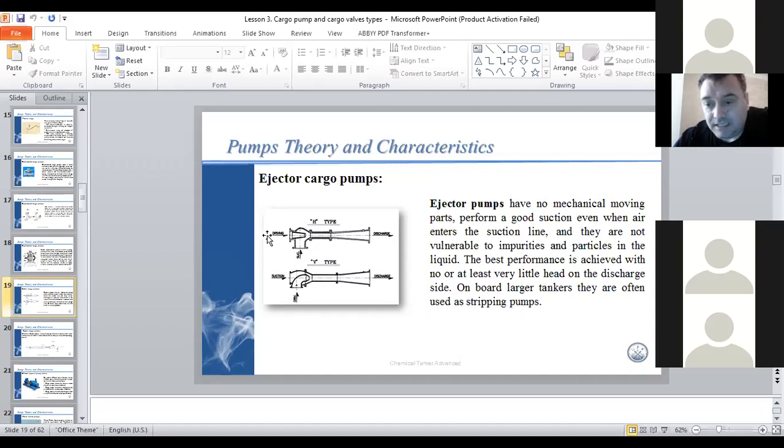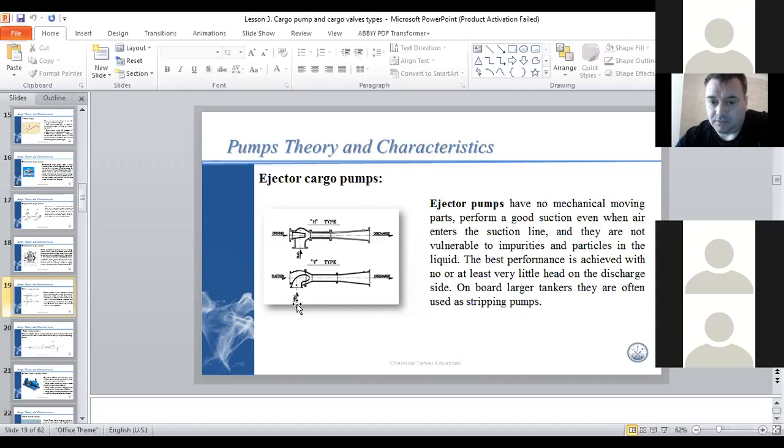Okay, you have to send the liquid, the same liquid, remember it please, the same liquid which you are taking by suction, the same liquid you have to send here. If you're stripping the ballast, it's water, so you send seawater here with a high speed, it's going this way. And from the bottom part, it takes the vacuum. It's a negative pressure here, it's a vacuum. The vacuum is going to suck the ballast water, and you discharge it overboard, it's very easy.